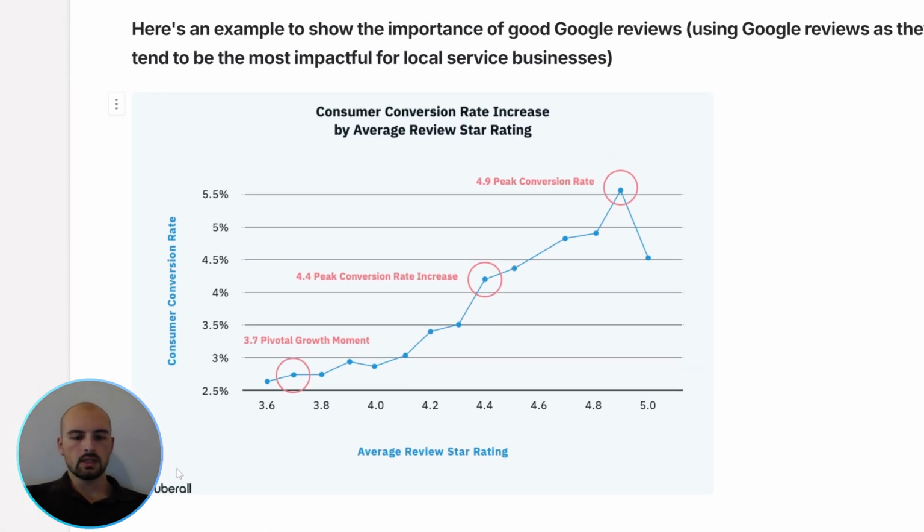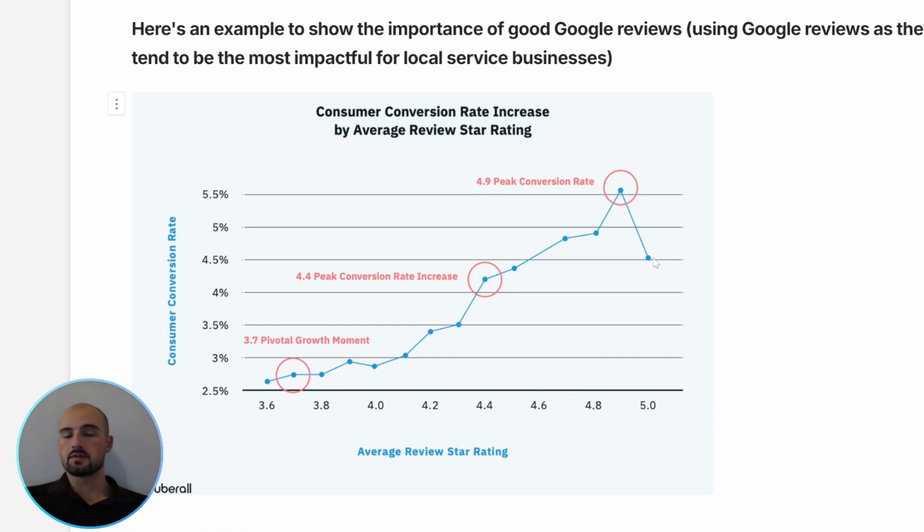I want to show you guys some statistics here. This is from Uberall. This doesn't mean that it applies to every single industry, every single business, but it's still interesting to note. So this is consumer conversion rate increase by average review star rating, for Google My Business. As you see here, Google My Business is converting at 5.5% if the review quality score is at 4.9 out of 5 stars.